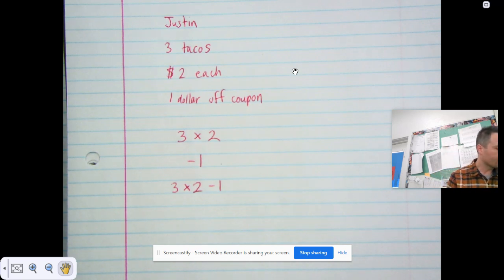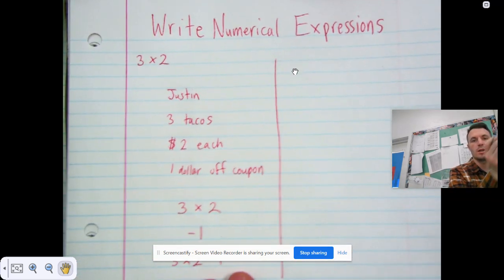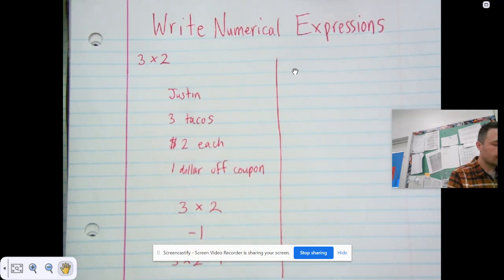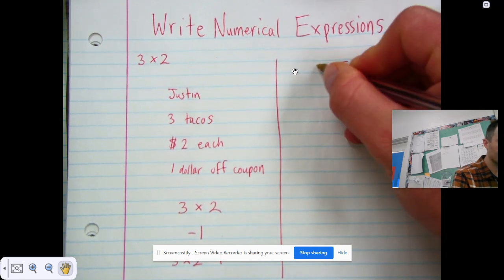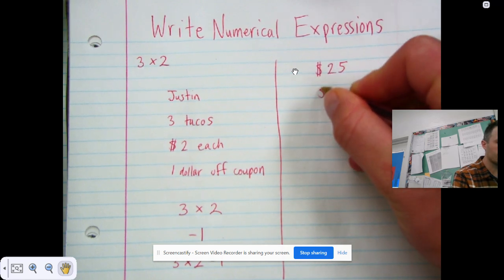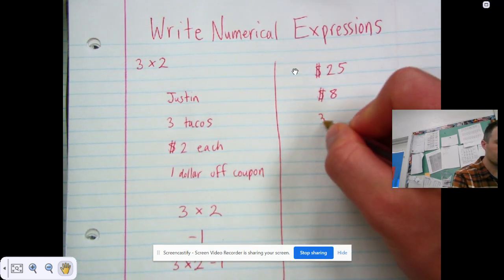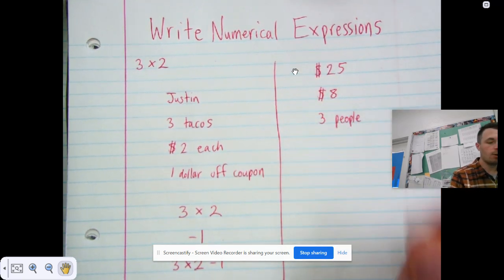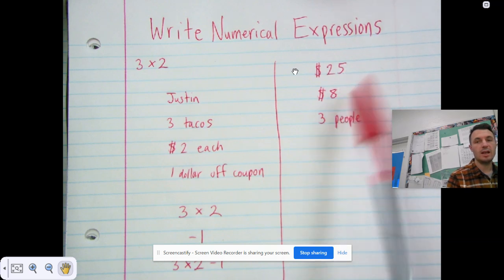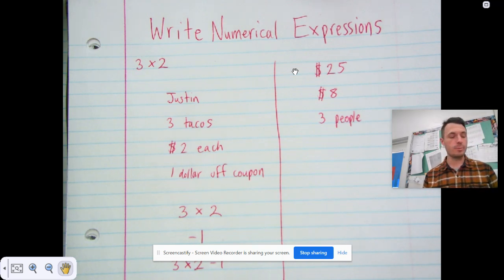Let's do another example together. A ticket to a baseball game costs $25. So we're going to put a little spacer here to make sure we know we're on a separate problem now. A ticket to a baseball game costs $25. Okay, and popcorn costs $8. 3 friends bought tickets and popcorn. So that's 3 people. They bought tickets for $25 and popcorn for $8. Okay, let's write an expression that shows the total cost of what they all spent.